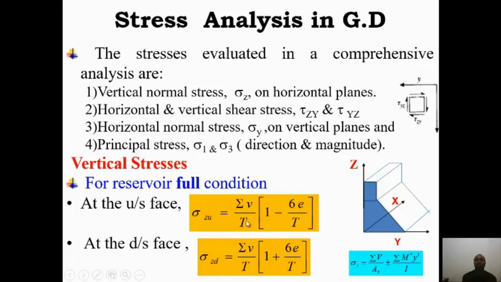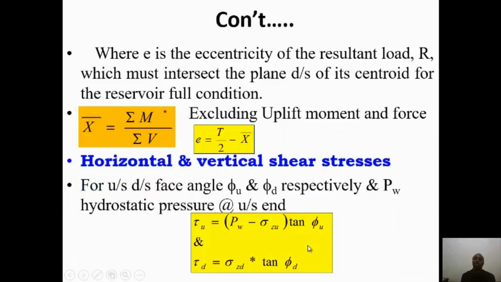So the vertical stress is this one for reservoir full condition. This formula is derived from this equation, which is from modified beam theory, by combining axial load and bending load. I is the second moment of inertia. Then finally, you will find this equation for reservoir full condition. But for empty condition, let us see.